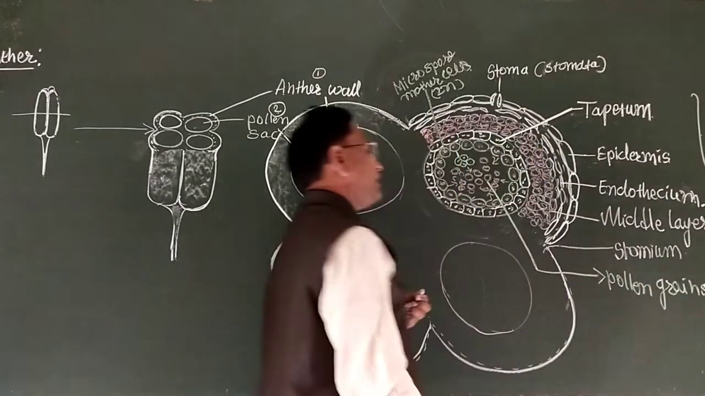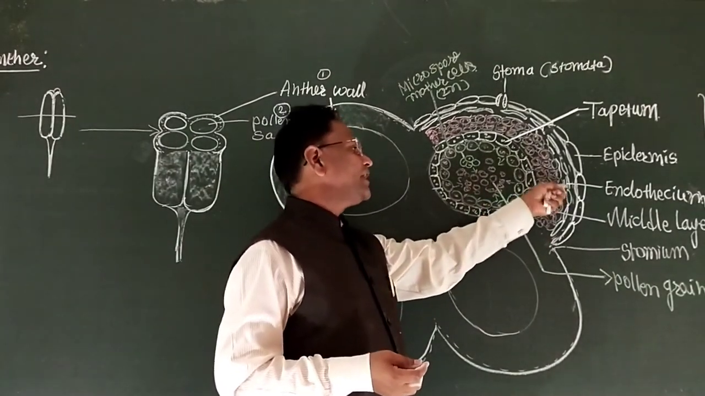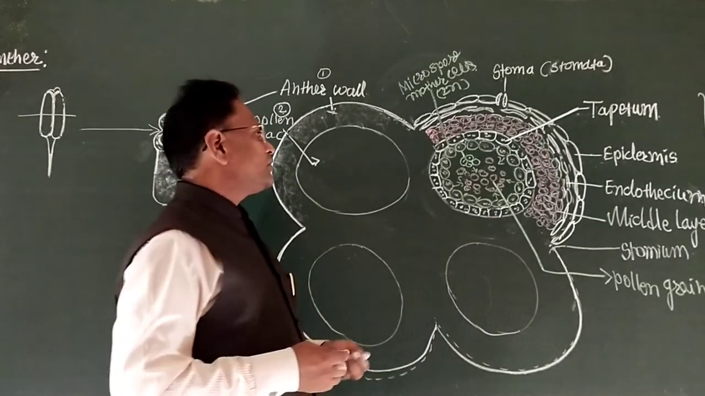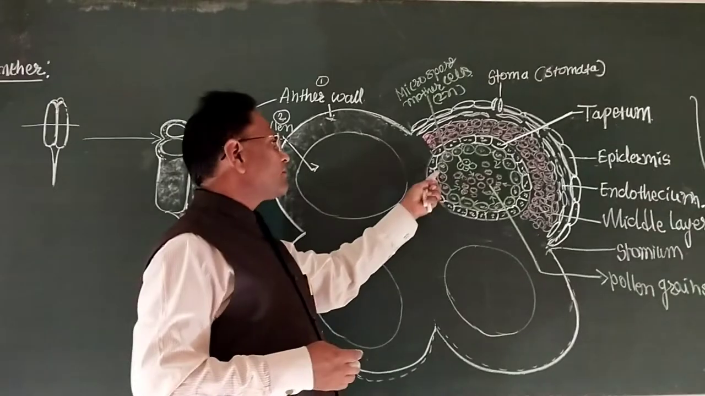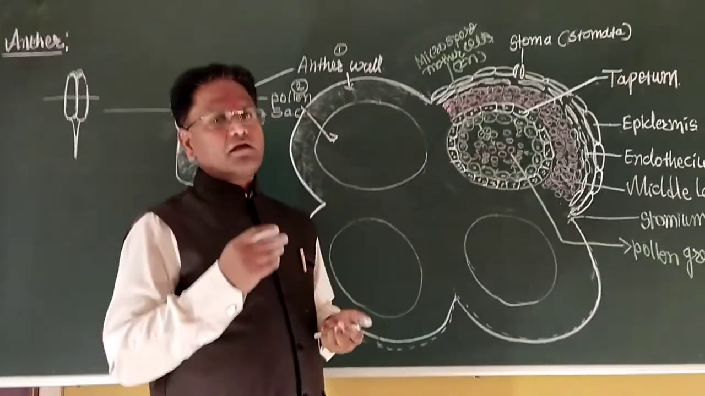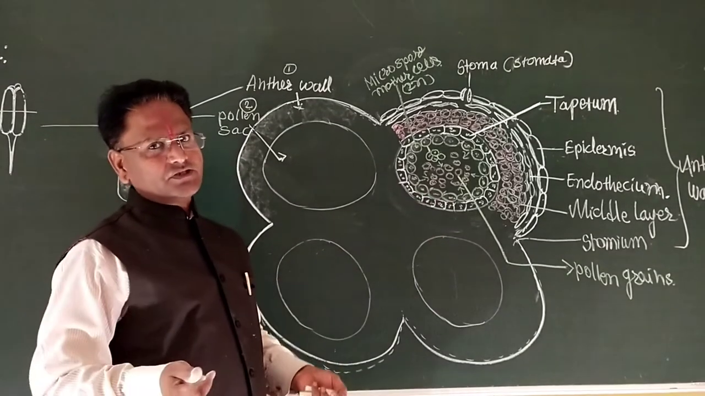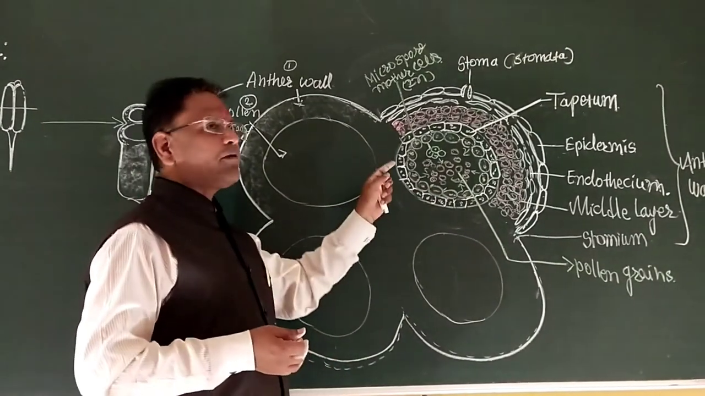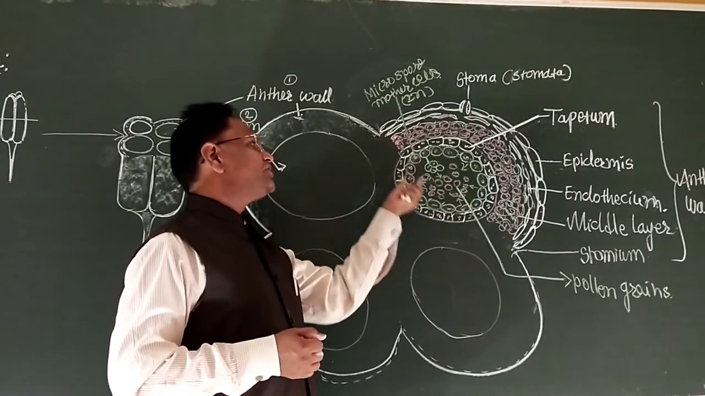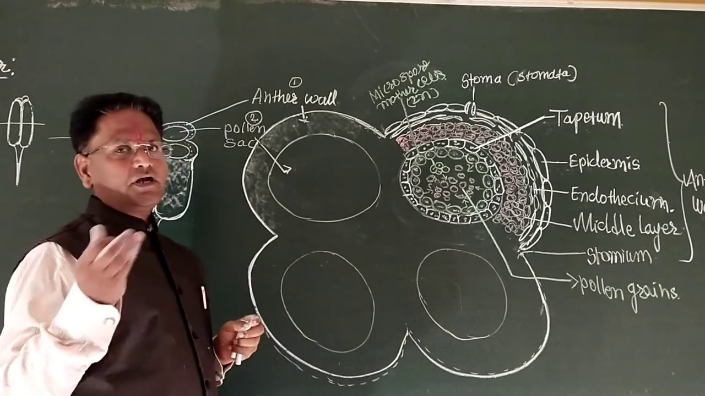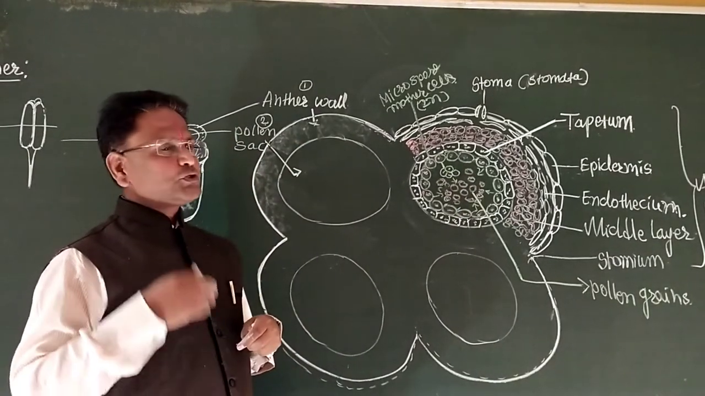These pollen grains are liberated during pollination after dehiscence of the anther wall with the help of the endothecium layer. Here the microspore mother cells undergo meiosis from the periphery to the center. All microspore mother cells undergo meiosis and produce so many pollen grains. At maturity, such pollen grains are produced inside the pollen sac during meiosis.